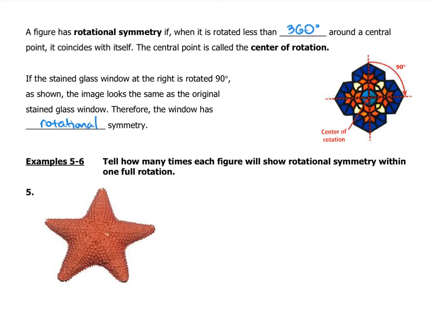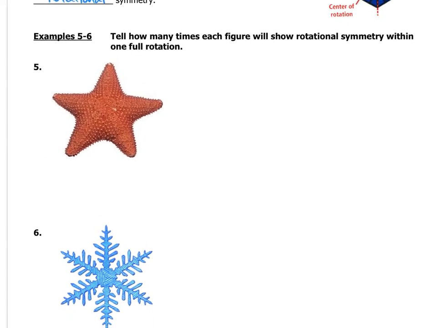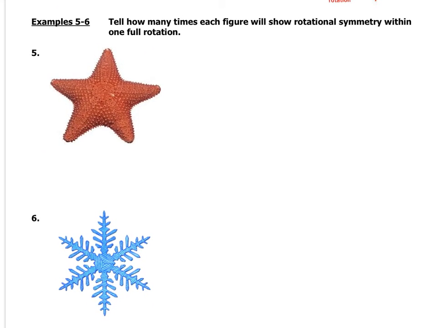So what I'm going to do here in examples 5 and 6 is tell how many times each figure will show rotational symmetry within one full rotation. So basically, how many times can I rotate a figure to show the same image before I get back to the original? And so in number 5 here, I have a starfish. And so I'm going to help you visualize this by drawing the center of this starfish and then extending its legs.